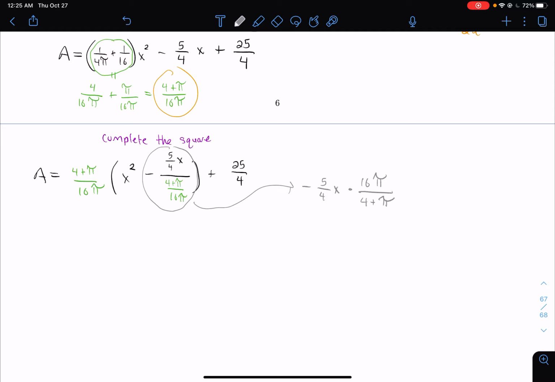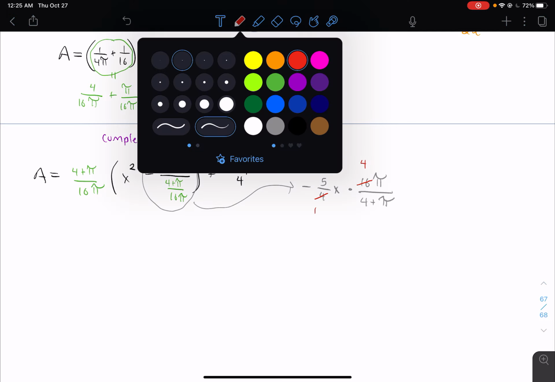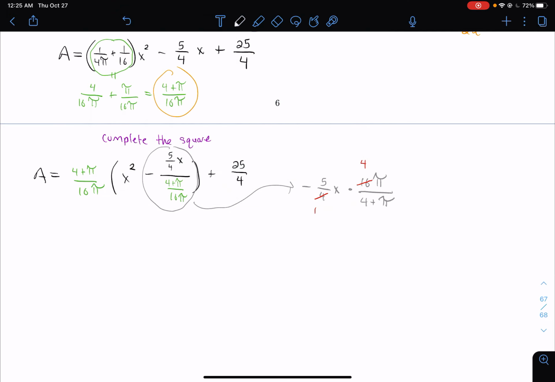Okay, and I can cancel a little bit. This 4 on the bottom can cancel that 16. I can divide each of those by 4 to be left with a 4 here and a 1 there. So now when I multiply these, on the top I got negative 5 times 4 pi. So that is negative 20 pi. And on the bottom, I just got 1 times 4 plus pi. That is just 4 plus pi. Oh, because that just becomes this. So let's write that on the next line.